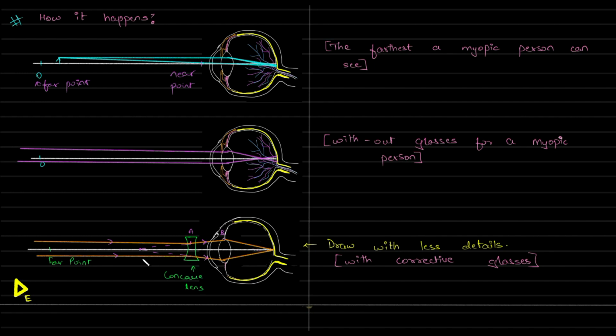This point, we'll call it O dash, is within the range of the person being able to see. It's within the farthest the person can see and the nearest the person can see. So it's within that range, and anything within that range the person can see. That's the whole idea, right?